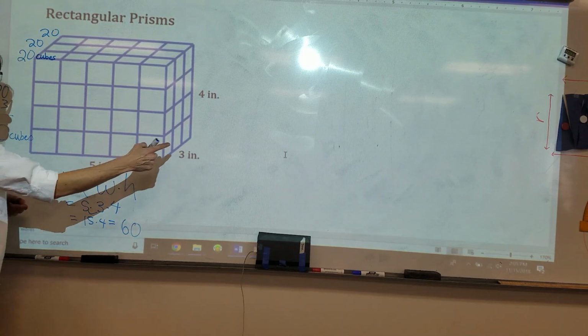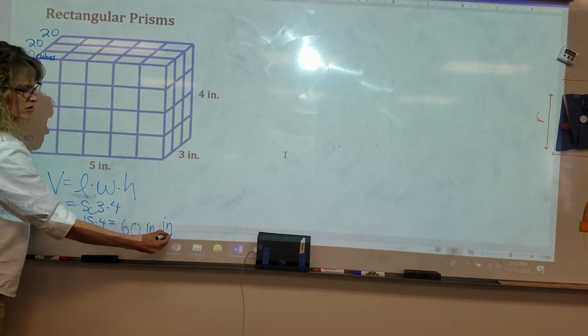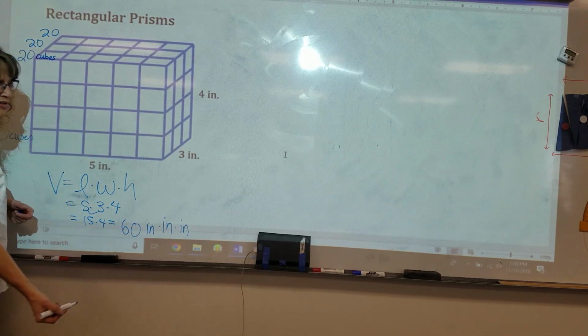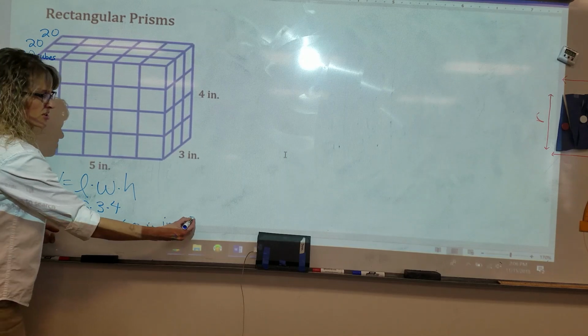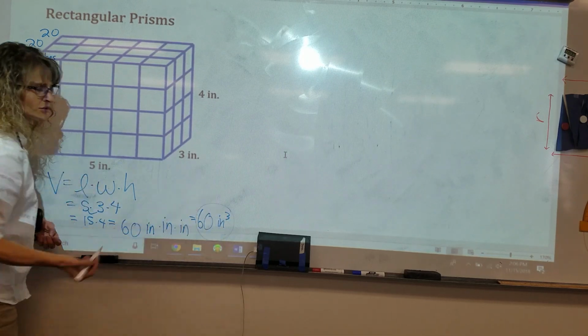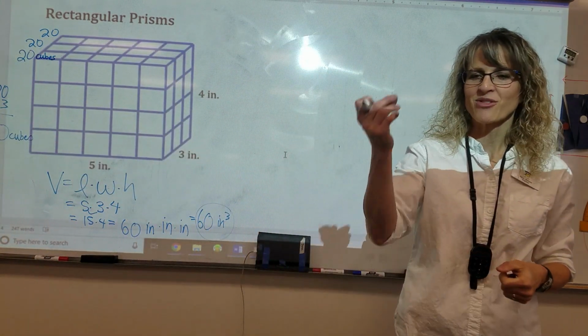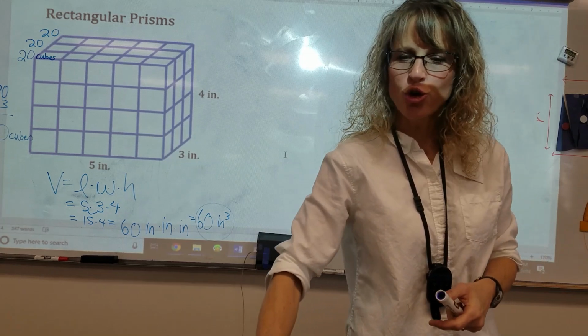And we've got inches times inches times inches. Inch times inch times inch. Well, mathematicians don't want to write inches 3 times. So instead we write inches cubed. So our units are cubed in volume. What are our units in volume? Get ready? Cubed. Very good.